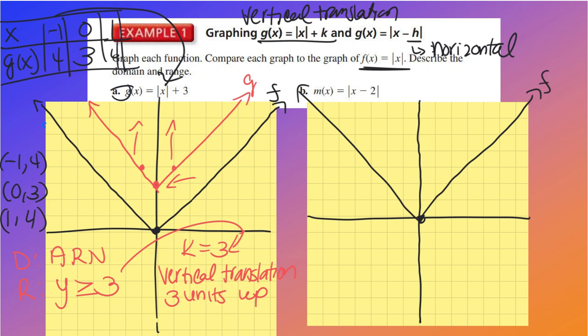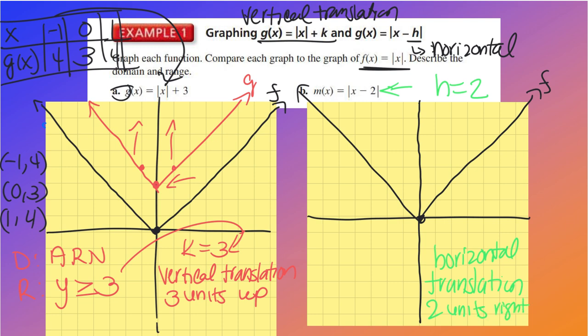So we know this is f. I already know that this is going to be a horizontal translation, because the h is happening inside, right? So h equals 2. Therefore, my line is also going to be a horizontal translation, 2 units to the right. Good. And it's 2 units to the right of the graph.